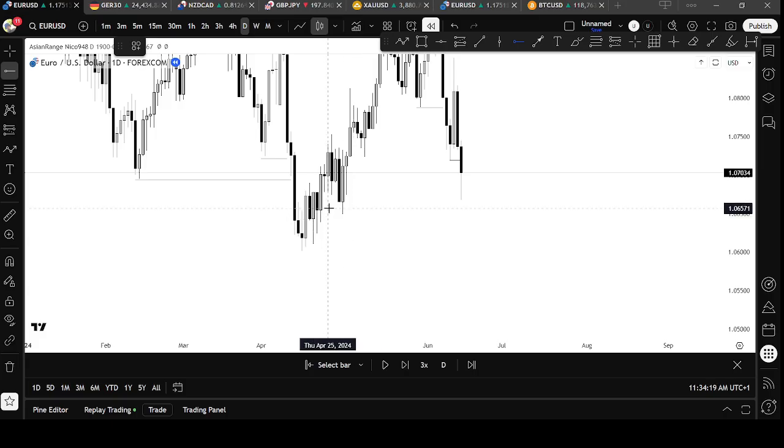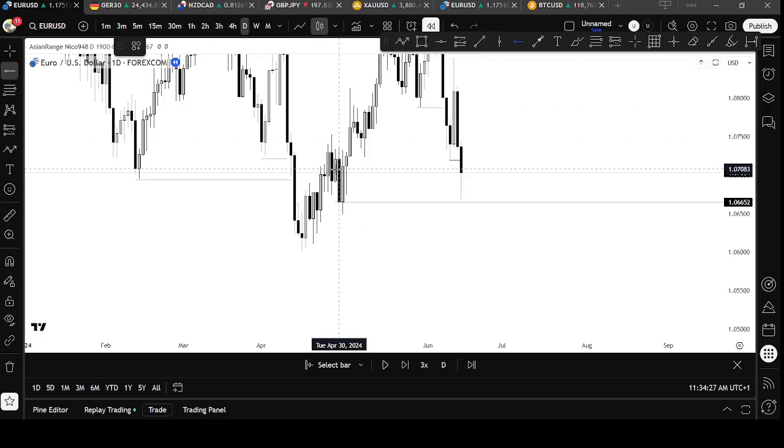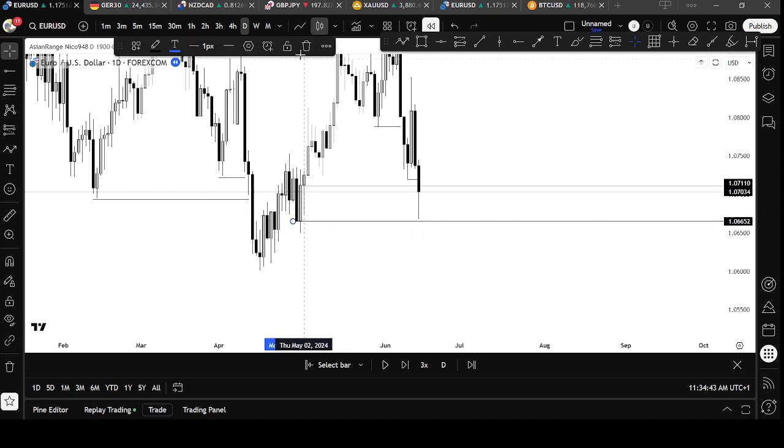So this place is no longer fresh because price has touched it. This place is fresh, right? Because price hasn't touched it. And we also have this place where price has already touched. So I'm expecting price to make a change of character here and reverse, or price to touch this down one and then give us a change of character to reverse.